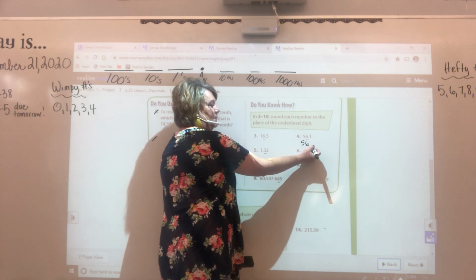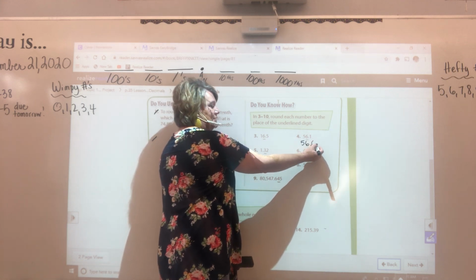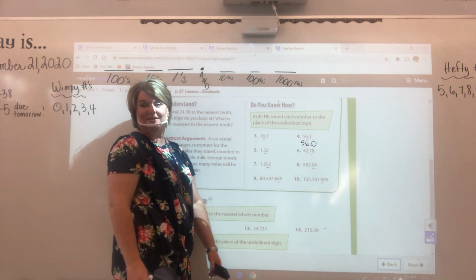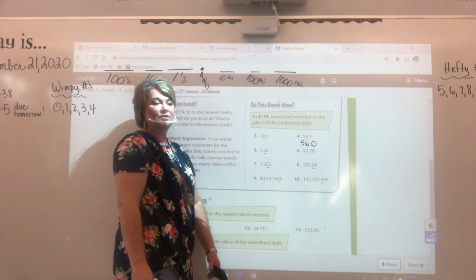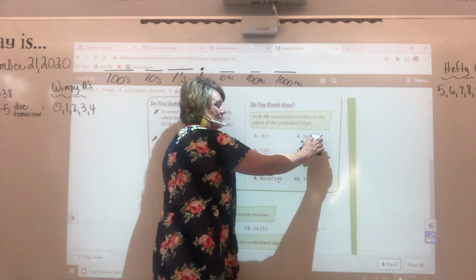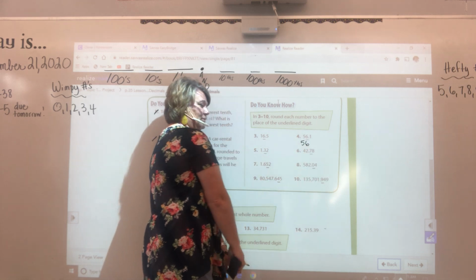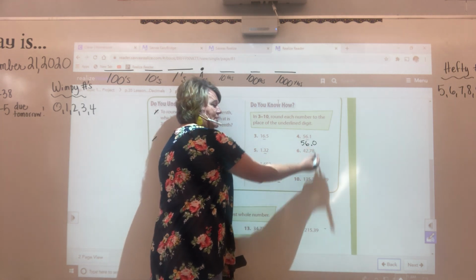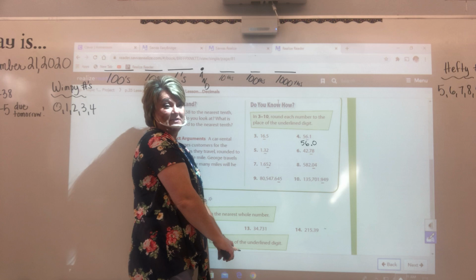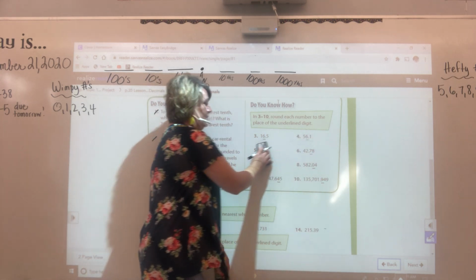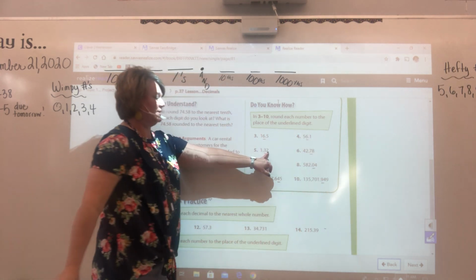So what would I put here? Point 0. But do you really even need that point 0? So if you don't want it up there, you don't have to put it. What number's this? 56. What number's this? 56. See, you don't have to have it, okay? Let's keep going.